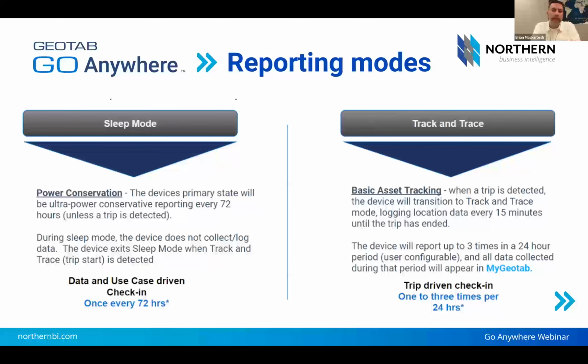Once a Go Anywhere has detected a trip, it will start tracking that every 15 minutes. But all of that trip information will be reported once to up to 3 times per day. The expected battery life of the Go Anywhere is about 10 years with its standard default settings. If you increase the reporting frequency, it obviously will have an impact on the battery life. And we'll see that your battery life will obviously be a little bit less if you do increase the reporting frequency. But you're going to see it report its activity generally 1 to 3 times per day, depending on how you have the settings enabled.